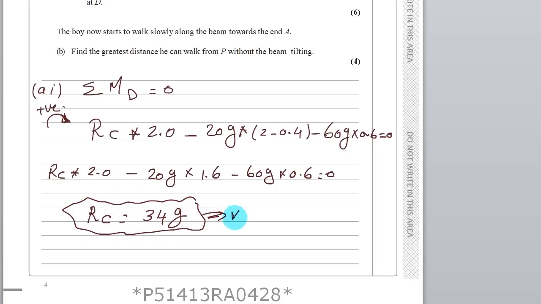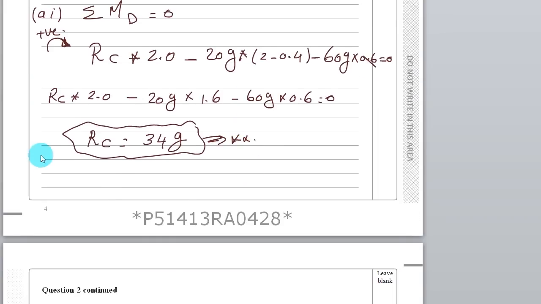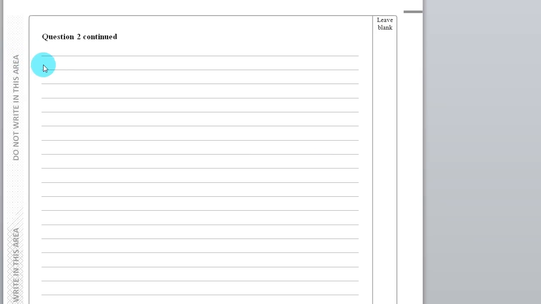Okay. Find, in terms of g, the magnitude of the force exerted on the beam by the support at D. So he needs the reaction at D. So let us start to solve this part. Sigma Fy is equal to 0. So let's assume the positive is up.